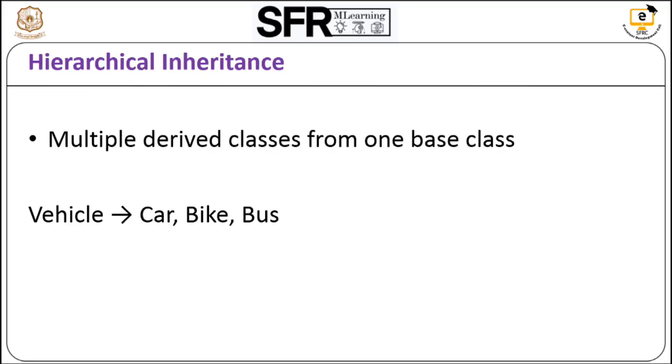Next one is hierarchical inheritance. In hierarchical inheritance, multiple derived classes inherit from a single base class. This is useful when different classes share common features.